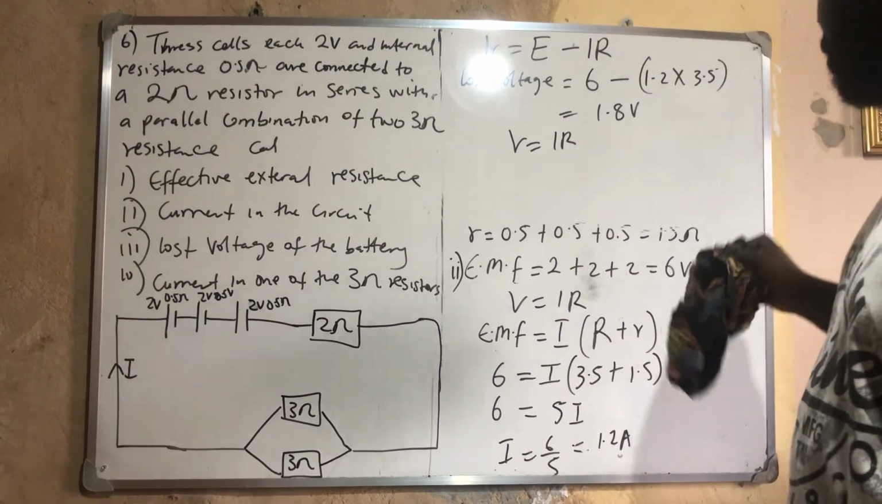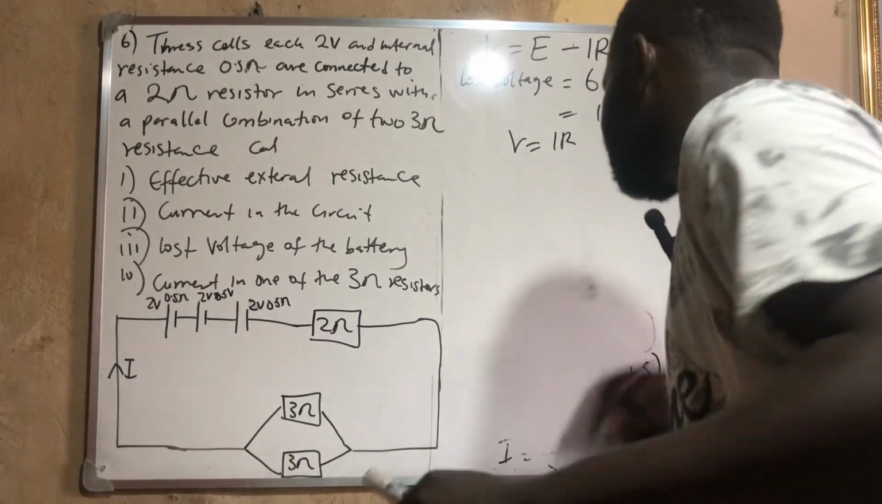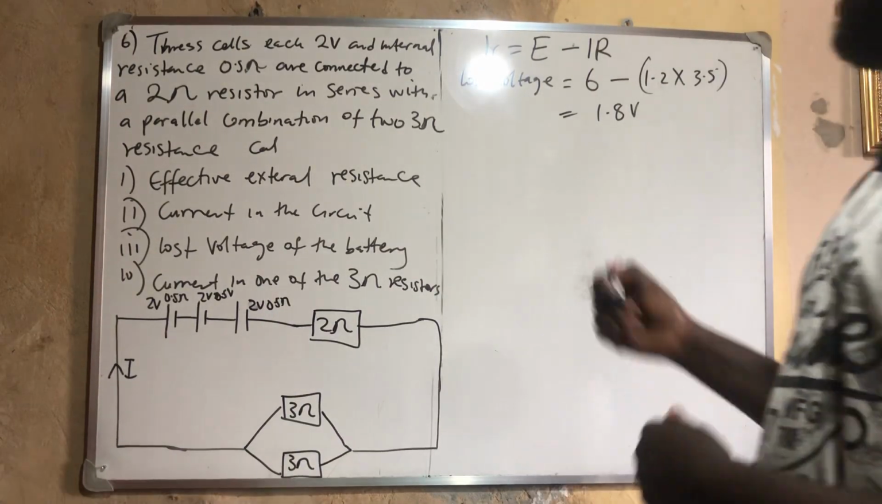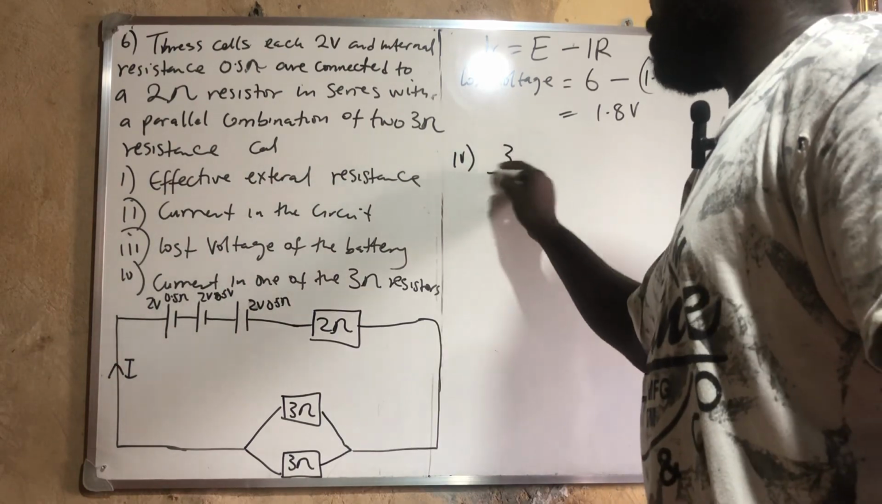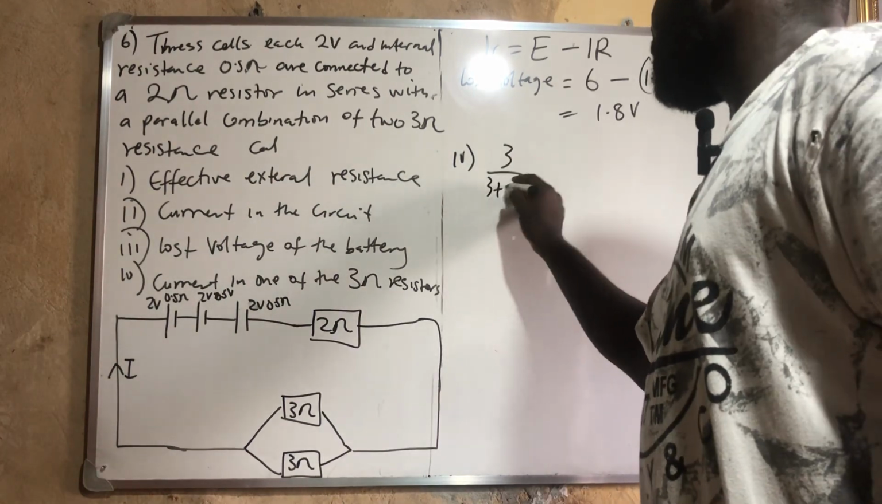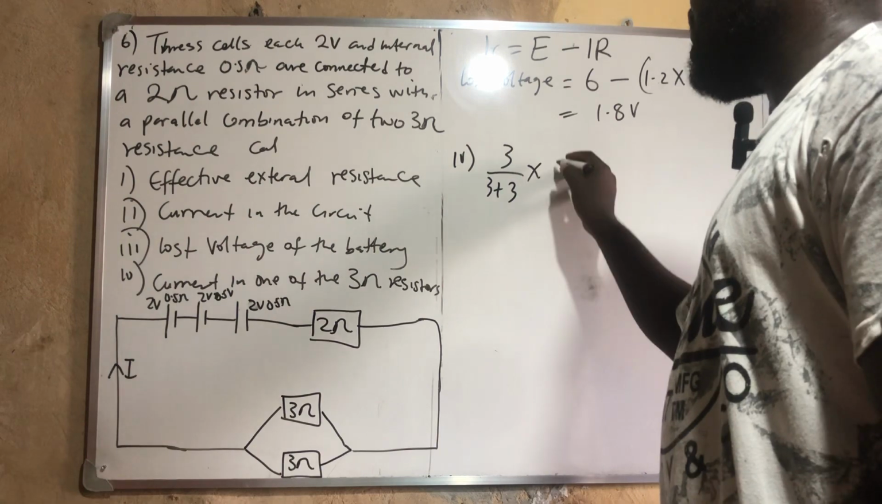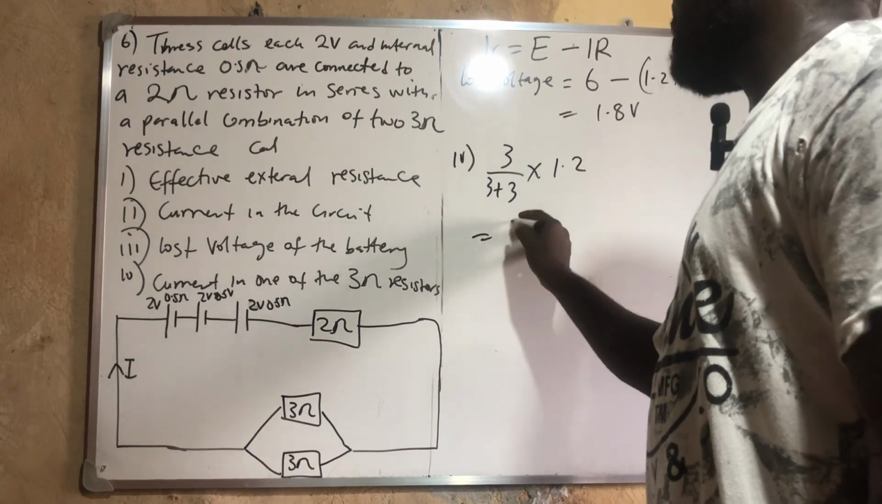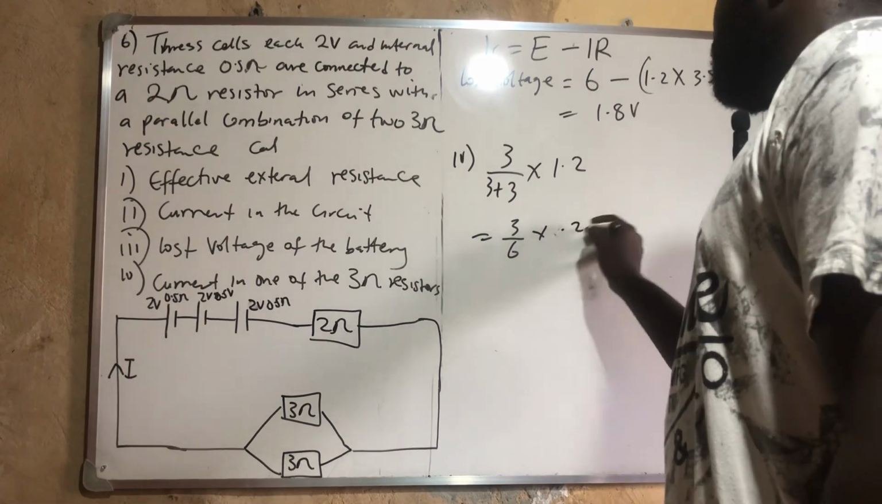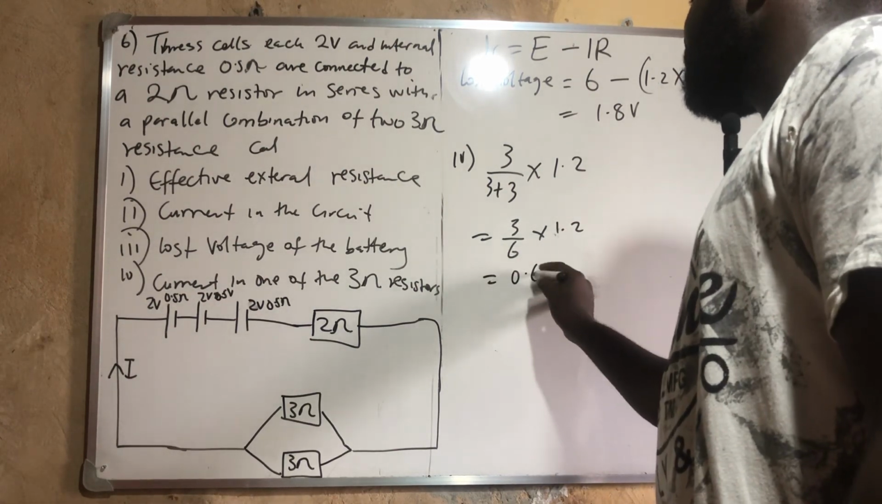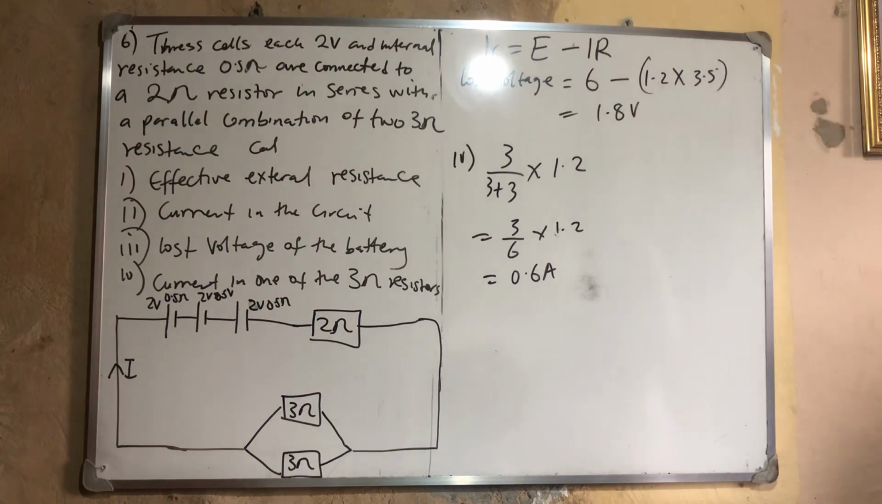If you take it by the ratio, I have that, according to the ratio, 3 all over the total, 3 plus 3, times the total current that passes there, which is 1.2. So what do I have? 3 over 6 times 1.2, which is 0.6 ampere. So that is that.